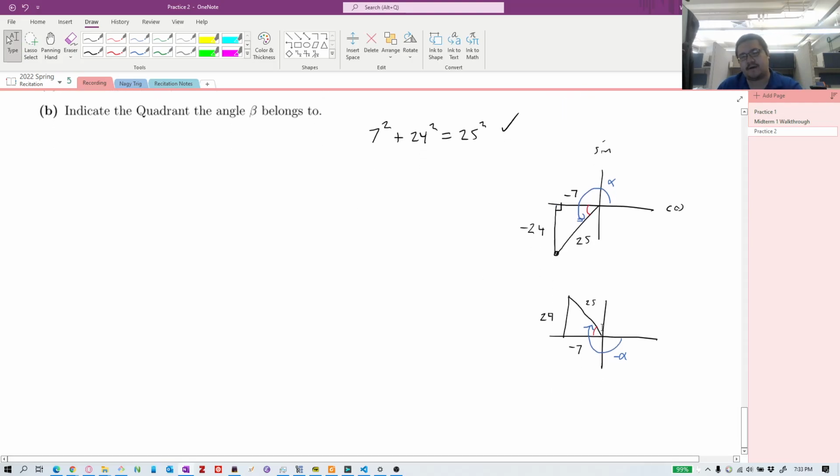Because adding pi is adding half of a revolution. When I add pi, what's going to happen with this diagram is you just imagine that you rotate this halfway around, and this triangle is going to wind up over here.